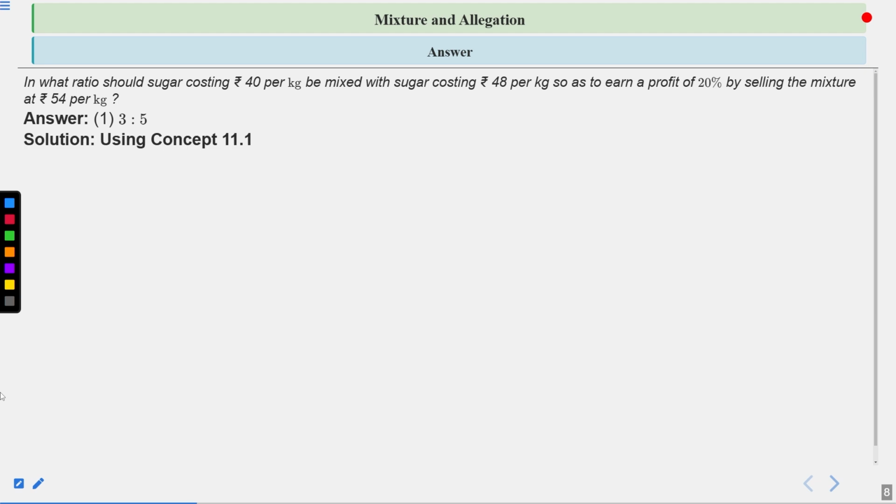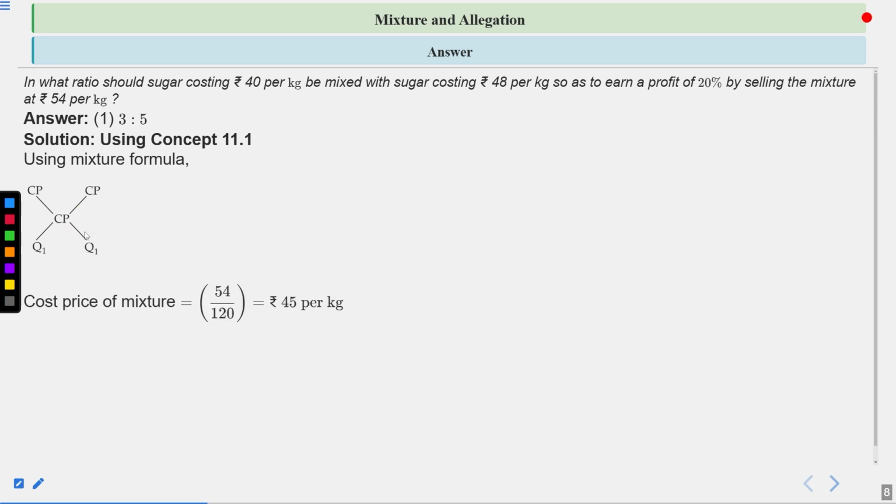Now see the detailed solution using concept 11.1 in this question. Using the mixture formula, we take the cost price of ingredient 1, the cost price of ingredient 2, and the cost price of the mixture, and we get the ratio of the quantities Q1 and Q2. First we need to calculate the cost price of the mixture. We know that 54 equals 120% of the cost price, so the cost price of the mixture is 45 rupees per kg.